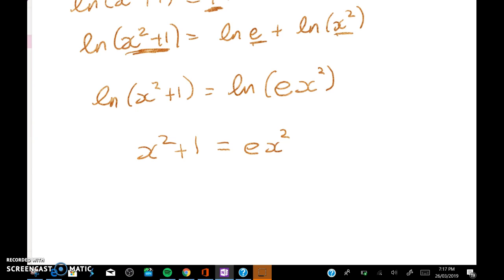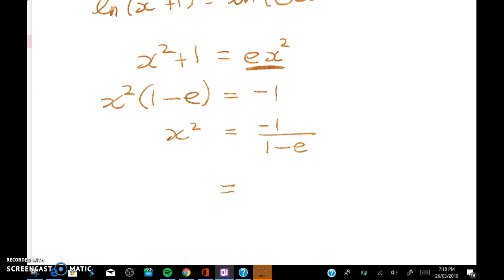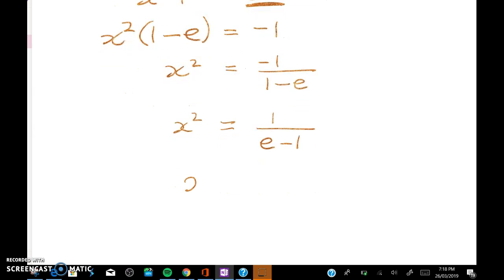And just try and turn off that silly circle on the stylus. Let's see. Now we're going to gather up like terms. We're trying to solve for x. So we're going to have x squared times 1 minus e is equal to negative 1, giving me x squared is equal to negative 1 over 1 minus e. But remember, e is 2.71 blah, blah, blah. So we've got x squared is equal to 1 over e minus 1. So x is going to be equal to the positive square root of 1 over e minus 1.